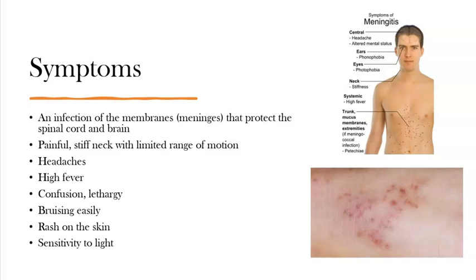You can also experience headaches, lethargy, and confusion, so just being really tired, kind of like fatigue, and also easy bruising. In the bottom picture on the right, you can see what the rash associated with bacterial meningitis looks like. This is mainly present on the trunk, the mucous membranes, and your extremities, as you can see in the top picture. There's also photophobia, which is sensitivity to light, that can be present as well.